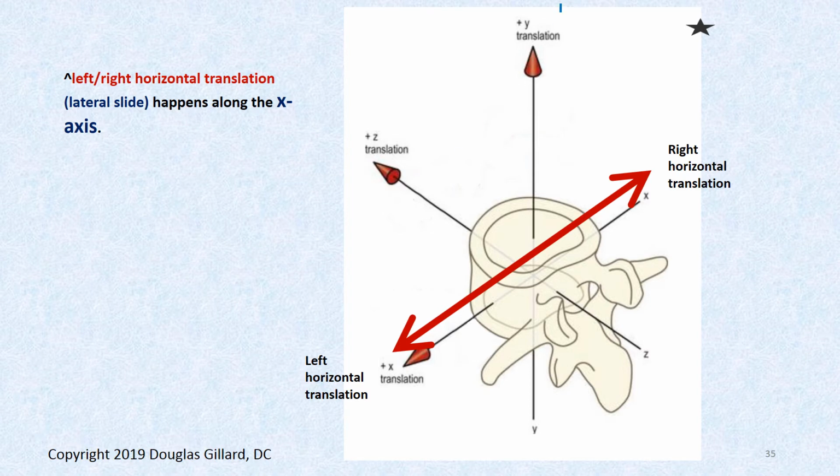Right, here's a picture, but really we should be looking from up. It's a bird's eye view of this. And if you look down at it, you see the slip along the x-axis. There's a right horizontal translation, or x negative, and there is a left horizontal translation, or an x positive. Got it?